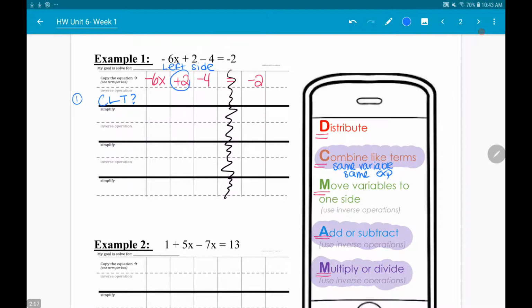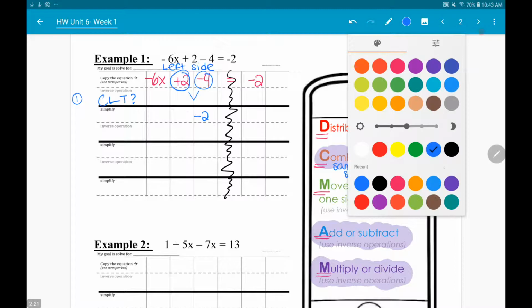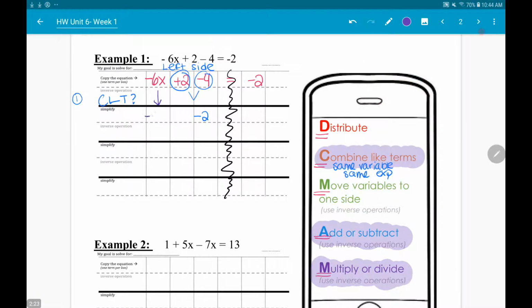So I see 2 and -4. They don't have any variables, so they must go together. So I'm going to combine those. Positive 2 minus 4 is -2. All right, that's my first step. I'm going to bring down my -6x, bring down my equal sign, and bring down this -2. All right, so now I'm going to go to step 2.